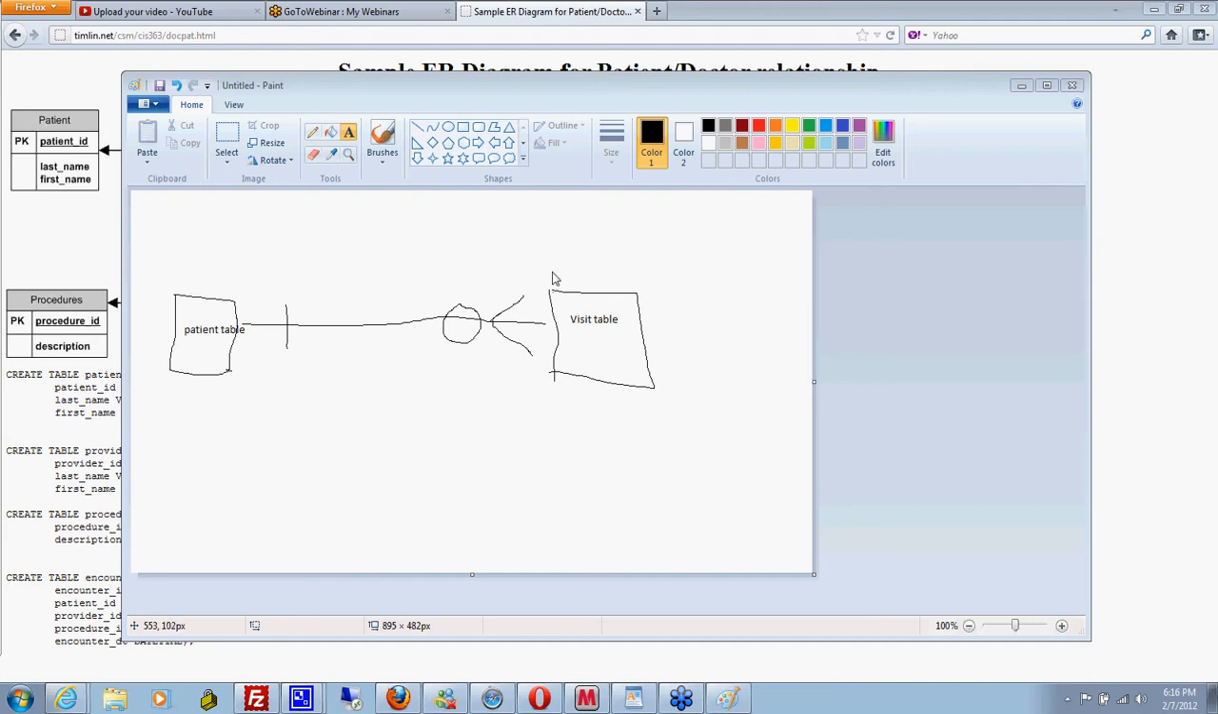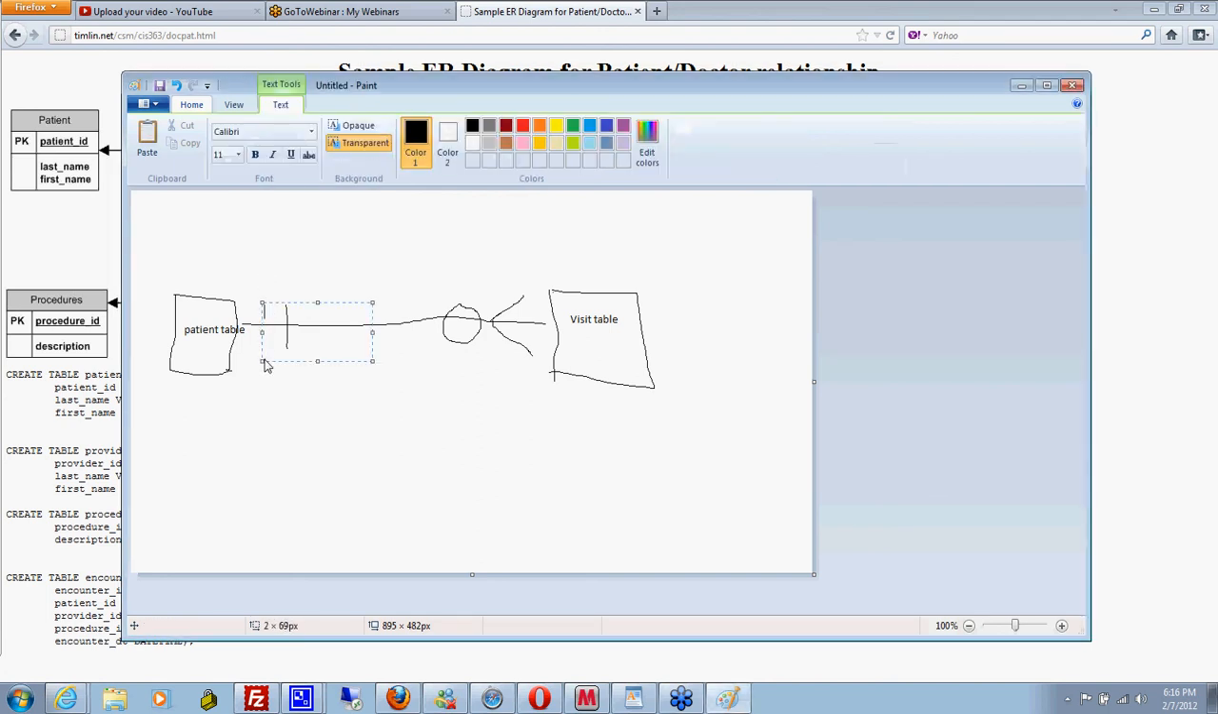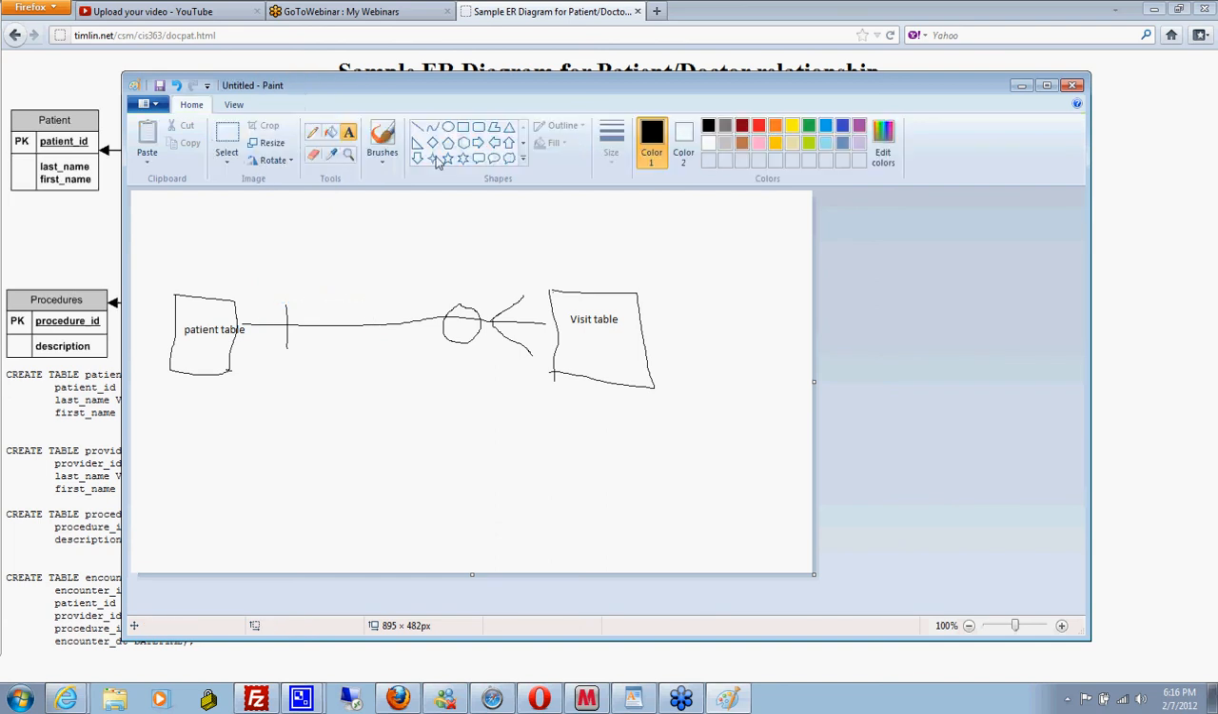Okay. This is typical notation right here for one to many. Over here it's one. The slash straight through does not mean... Oh, actually, the slash straight through does mean one. I'm sorry. It does. There should be a second slash through here. So the first slash means it's one. The second slash means it's required. And then the zero and the triangular three thing means it's one to many.